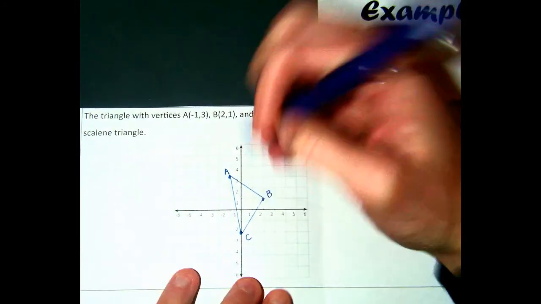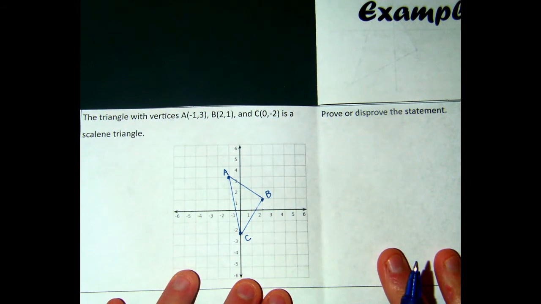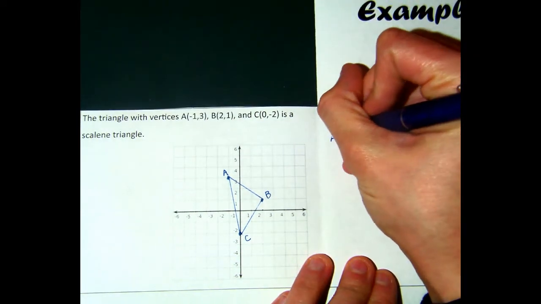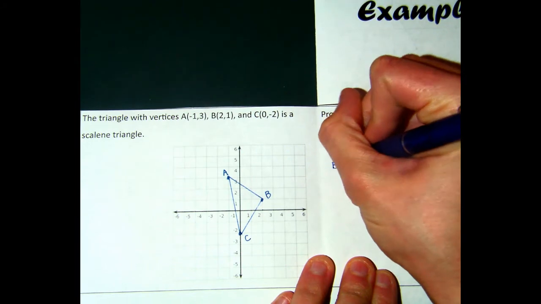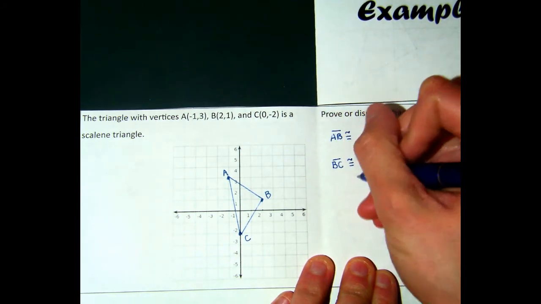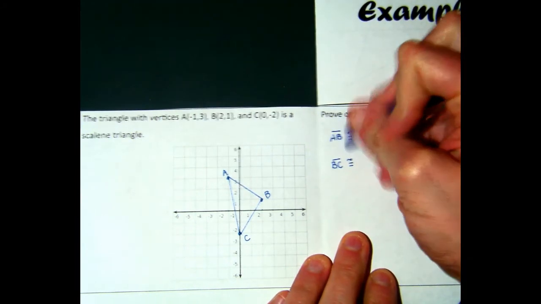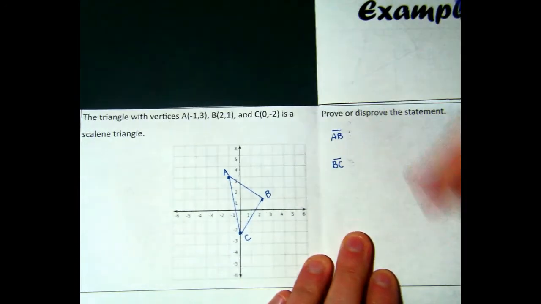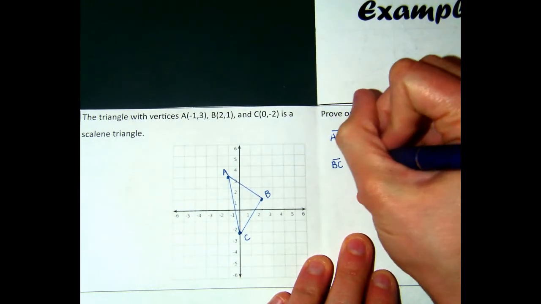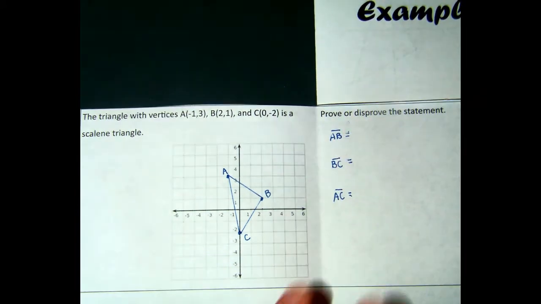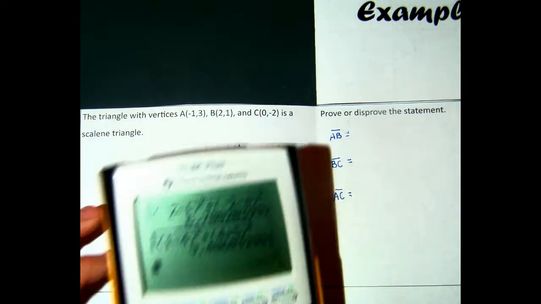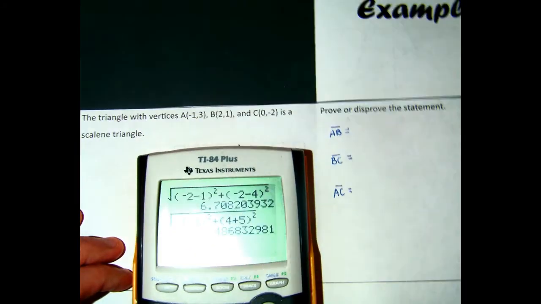So scalene triangle, all 3 of them have to be different lengths. So to prove that they all have different lengths, we have to find every length. So we have to find AB, BC, and AC. Now, lucky for us, I don't need congruence, I'm looking for lengths. If one of them comes out with the same length, then I can stop there, because if any of them are congruent at all, it would be either isosceles or equilateral.